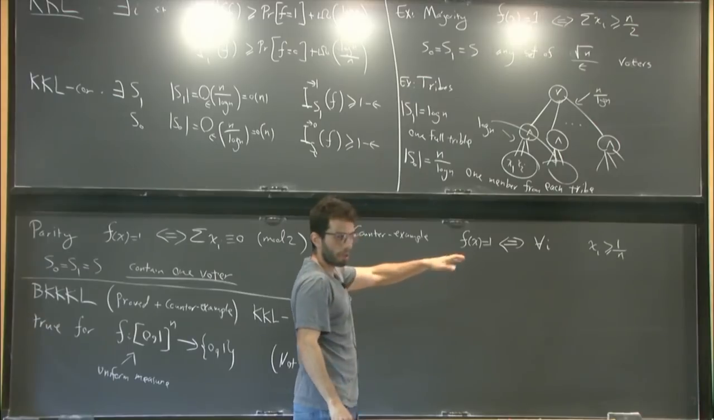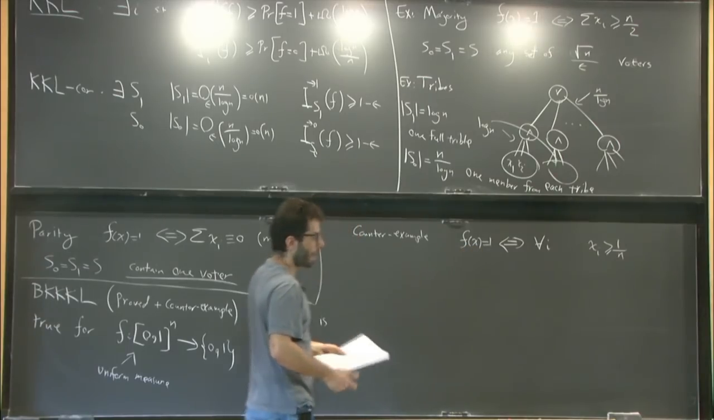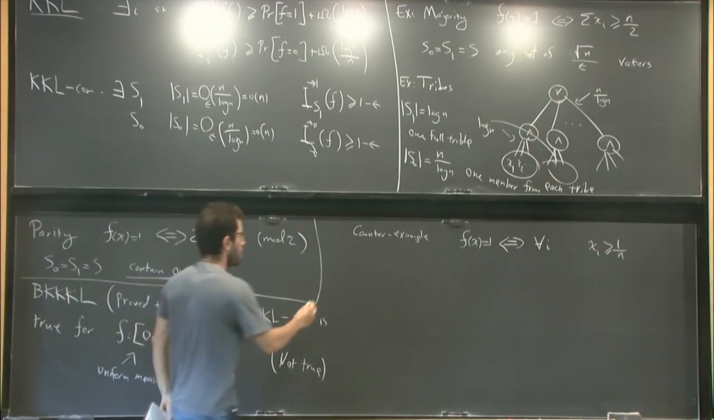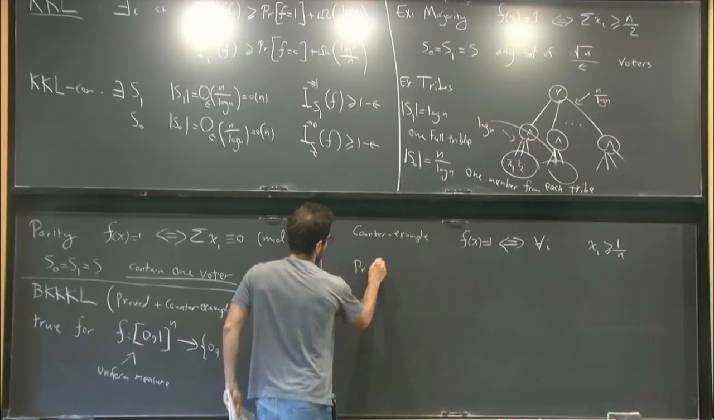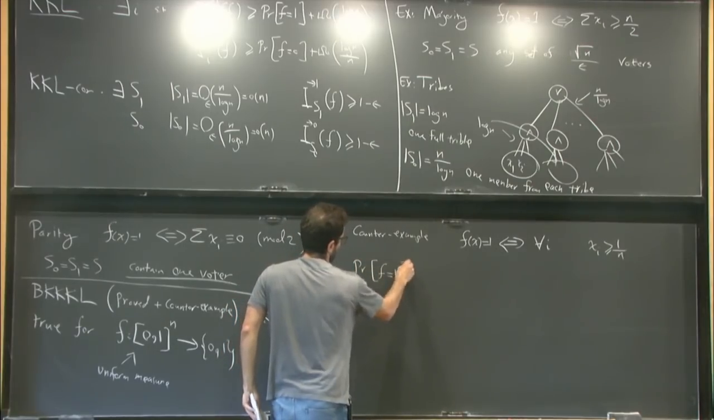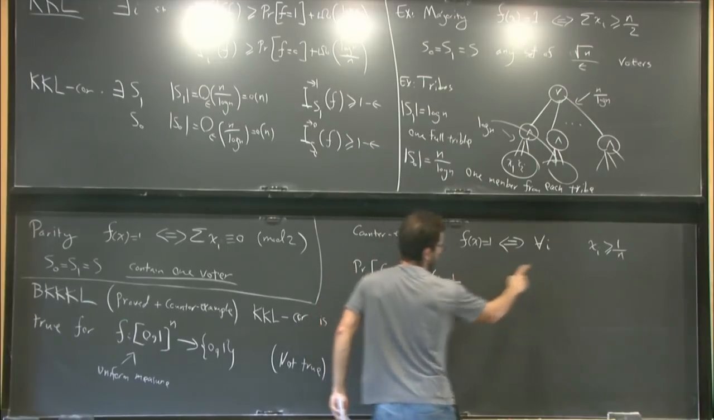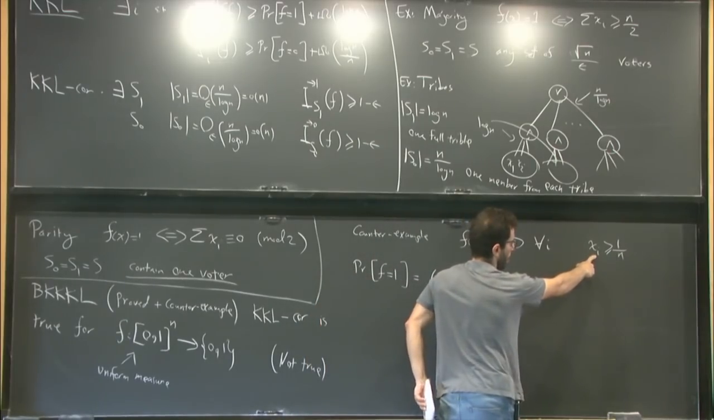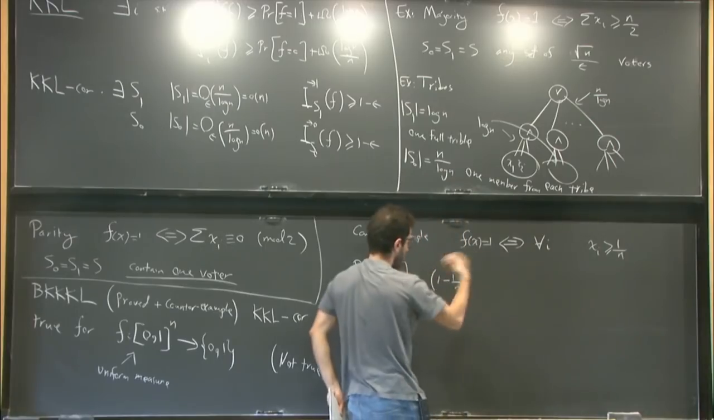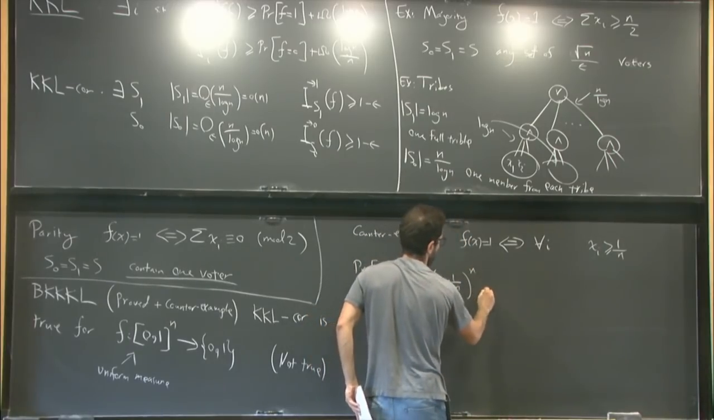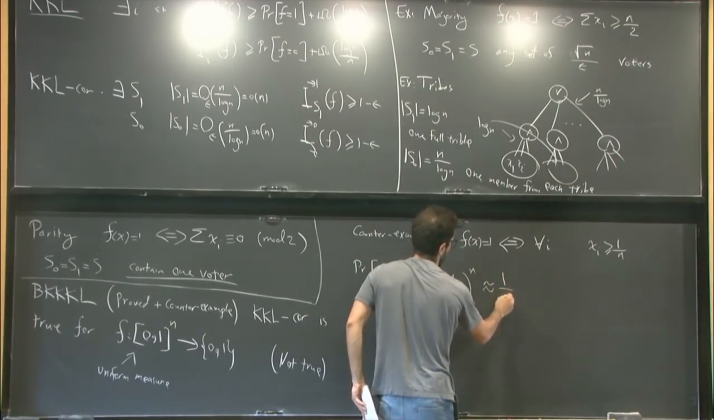For every i, so it's like 1 over e. Yeah, very good. So here, what is the expected value of f? The probability that f is 1 is exactly, you want 1 minus 1 over n. That's the chance that x_i is at least 1 over n. But you want this to be true for every i, so this is roughly 1 over e.